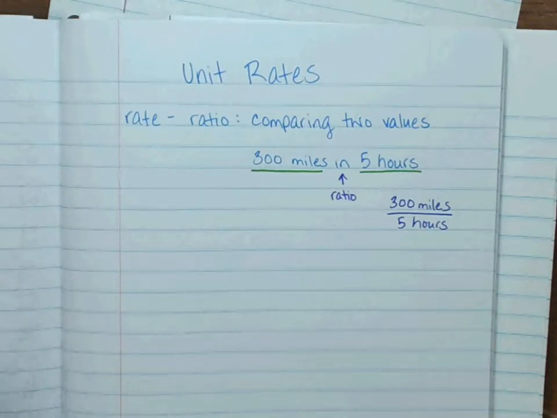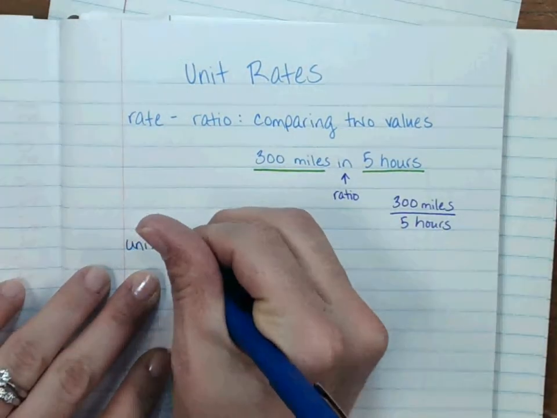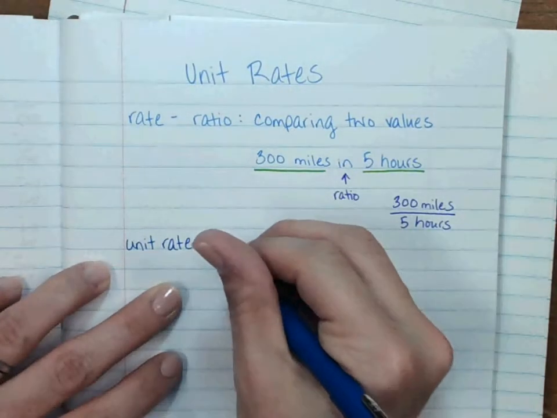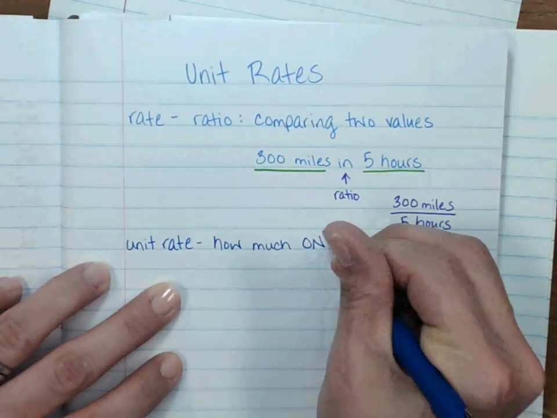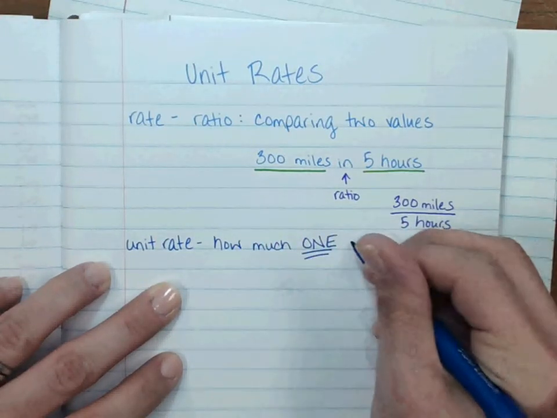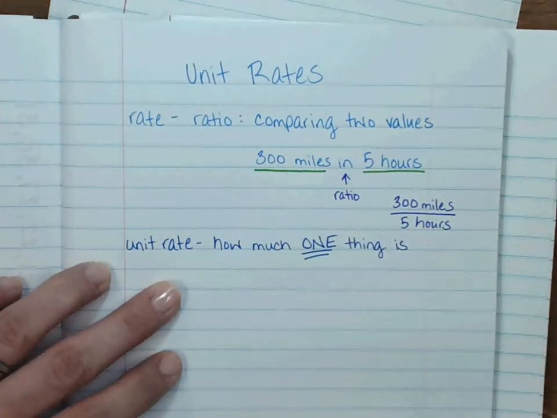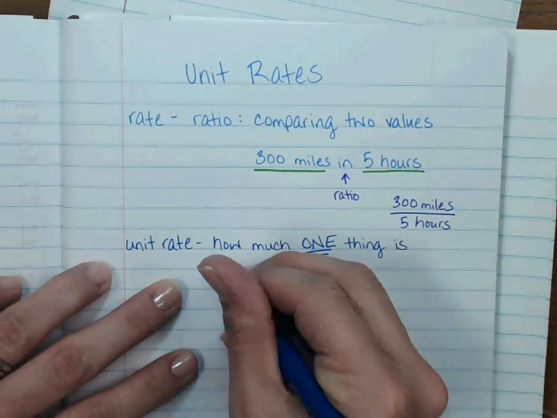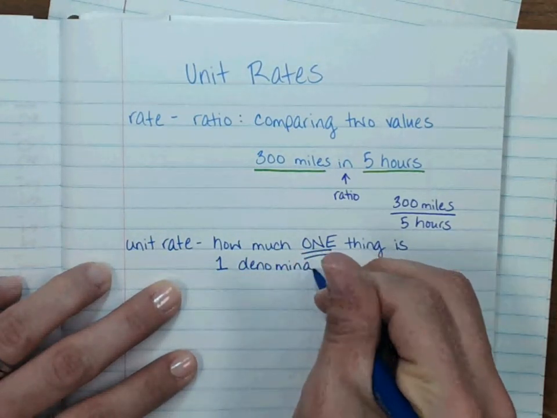A unit rate is super convenient. It's very nice to use because a unit rate is how much one thing is. It's how much one, capital O-N-E. It's how much one thing is. It's a 1 as a denominator. One denominator. Like the number 1.